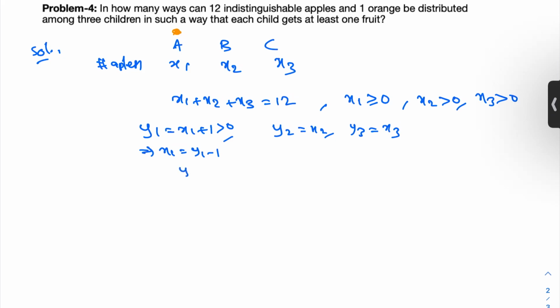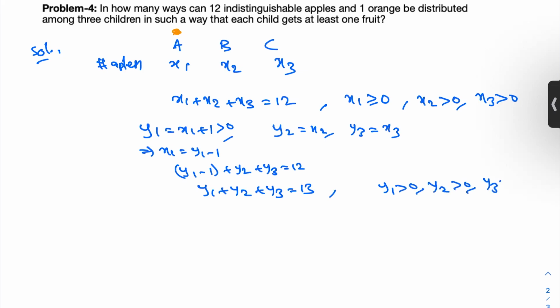Now if you change x1, x2, x3 in terms of y1, y2, y3, we end up with this equation: y1 minus 1 plus y2 plus y3 equal to 12. That implies y1 plus y2 plus y3 equal to 13 if you take minus 1 to this side. Here y1 positive, y2 positive, y3 positive.